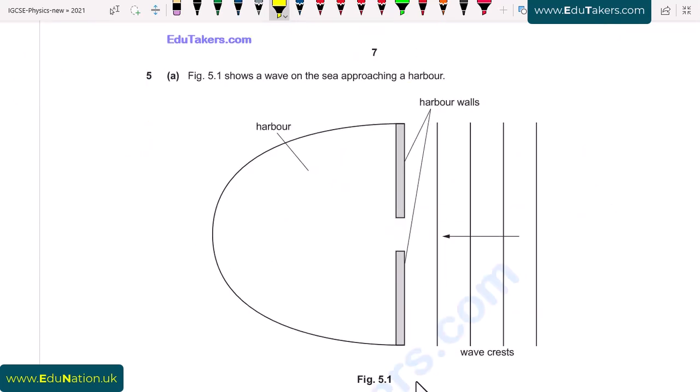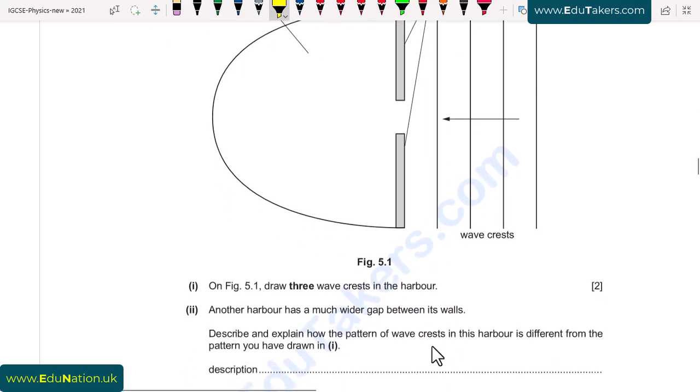Question number 5, part A. Figure 5.1 shows a wave on a sea approaching a harbor. So here is figure 5.1, and in this figure there is a slit separation and the wave is coming from right to left and approaching the harbor. Part 1. On figure 5.1, draw 3 crests in the harbor. So here we have to draw the 3 crests.